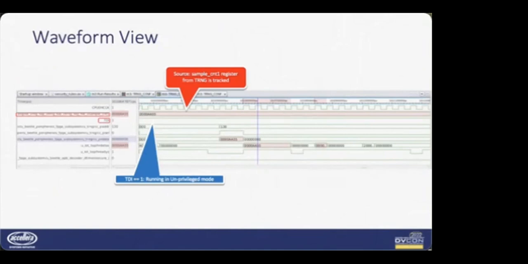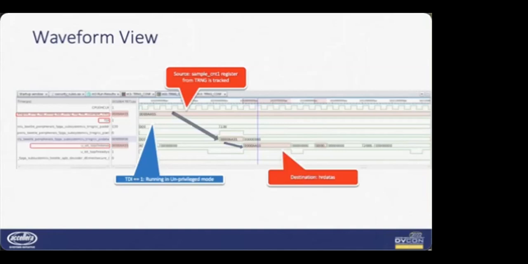And finally, the third view is waveform view, which is used to debug and figure out exactly why this information leakage occurred. The source is the sample count register from the TRNG and is tracked. This is depicted by the red shade on the source in waveform view. We know we're running in unprivileged mode because the TDI signal is a 1.